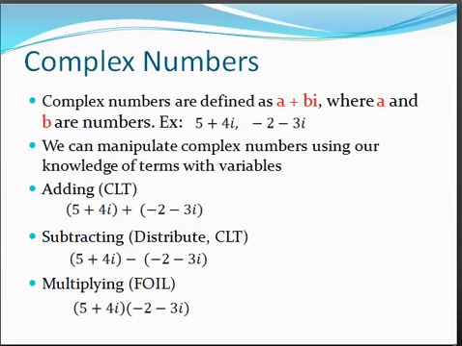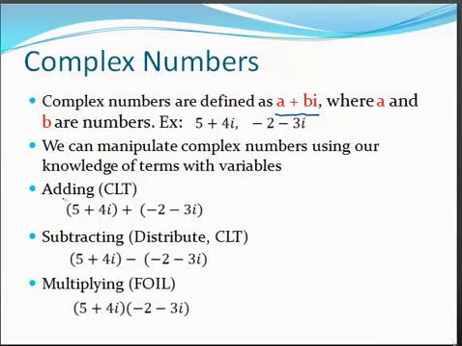Okay, so complex numbers are defined as numbers written as a plus bi, where a and b are numbers. So they're just like coefficients. So we have 5 plus 4i as an example of that, negative 2 minus 3i as an example. Okay, and we can do things with complex numbers using the properties of i.